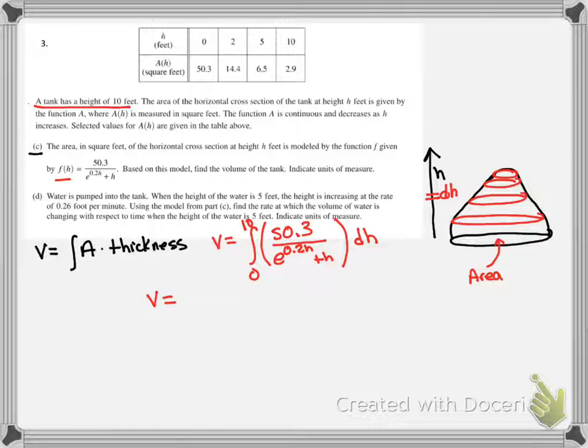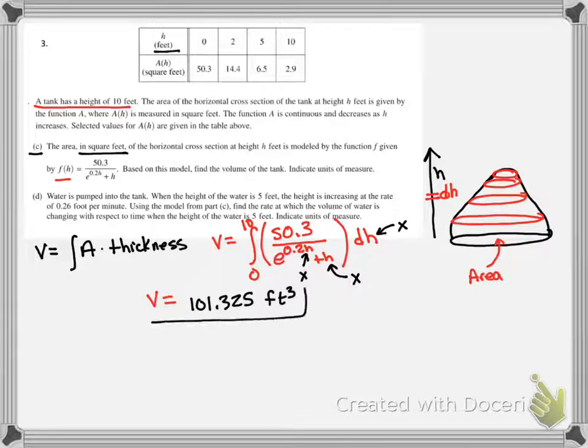One thing to think about, when you're using Math 9, the only variable it's going to be easy to use is x, and that's fine. As long as you're consistent, your calculator doesn't know any difference. We've got 101.325, and our units would be, if our area was in square feet and our height was in feet, then our units would be in cubic feet because we wanted volume. That's part C, which is not related rates.